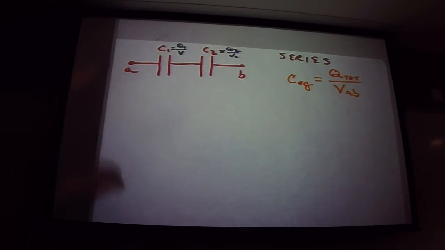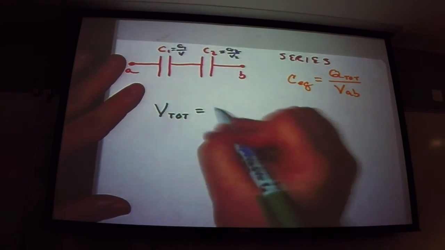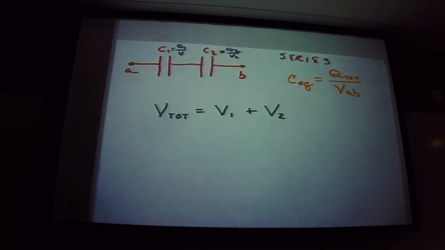So I'm going to write down that equation. So V total is equal to V1 plus V2. V total is V_AB. Oh, sorry, yes, V_AB, sorry.